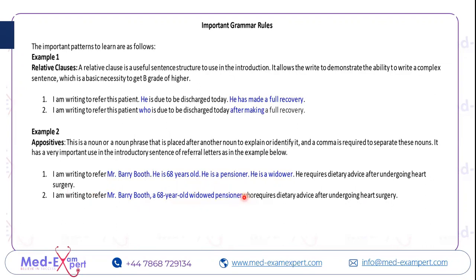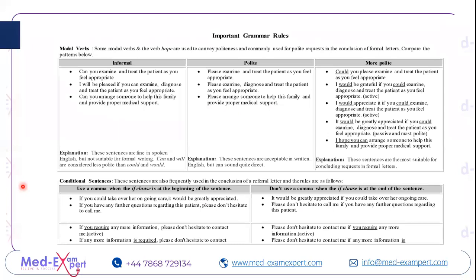Or maybe just a full stop here, who has been suffering from this. The complaint is not mentioned here. So he requires your dietary advice after undergoing the heart surgery. Make the purpose statement a separate one and combine the remaining information into one. Okay, not too complex, not too simple.